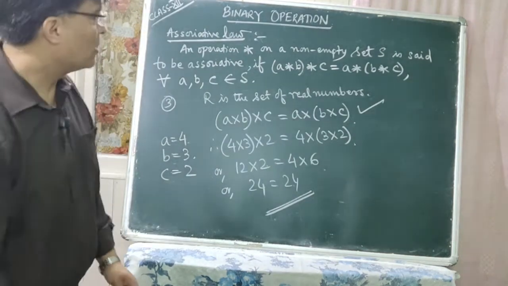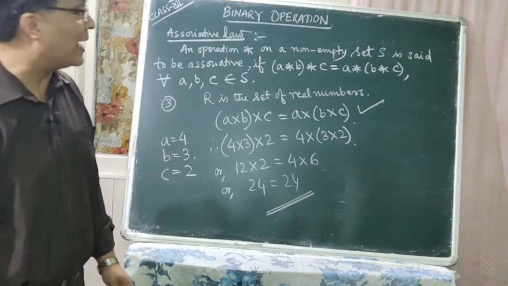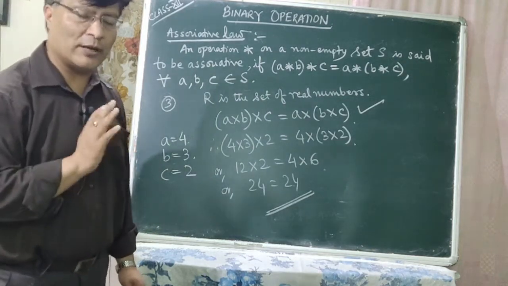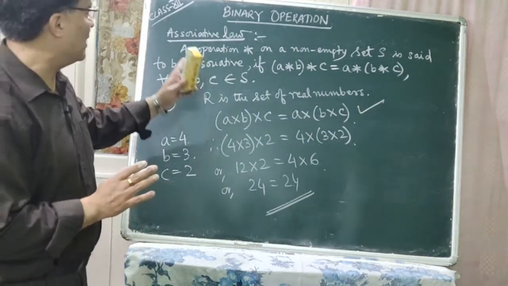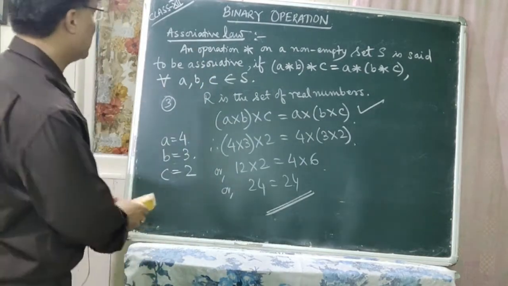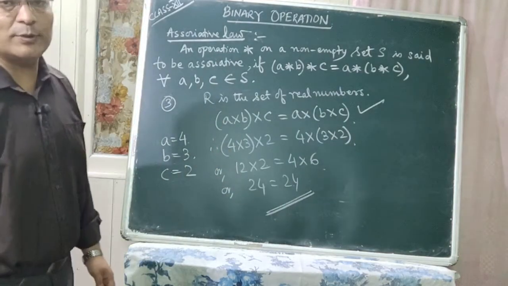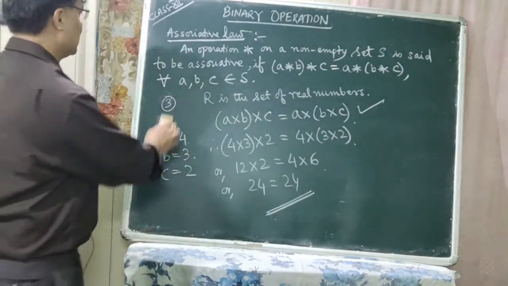So is that clear? We have discussed commutative law and associative law. I think you have understood the meaning of associative law and commutative law. So let us do identity element. What do you mean by identity element? Okay.